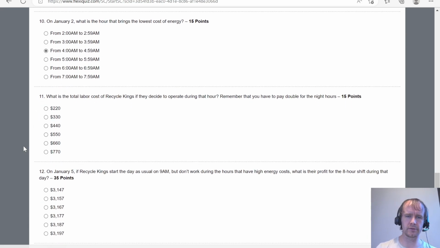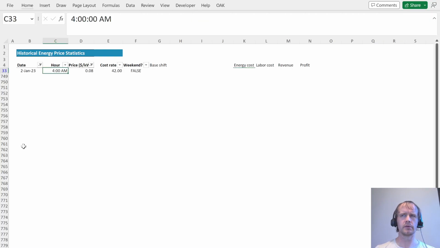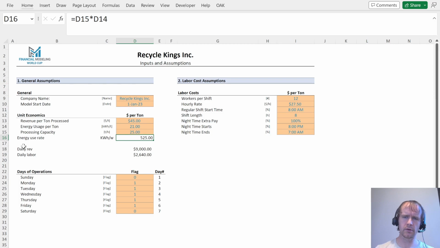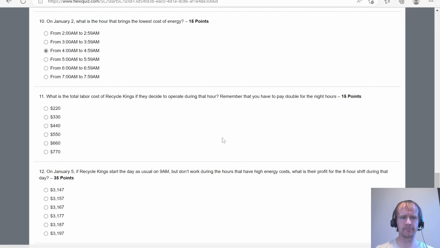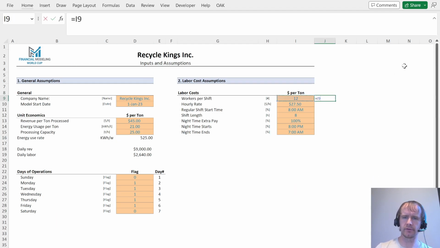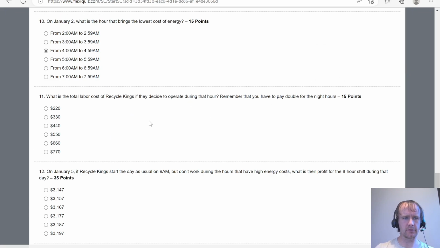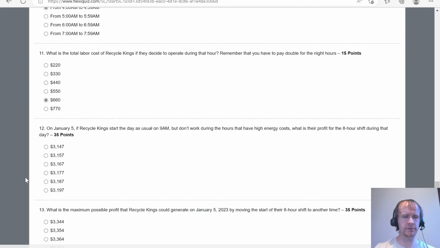Total labor cost of Recycle Kings if they operate during that hour. Total labor cost of the hour or of the shift? Oh, I don't love that. Well, I guess I'll be able to tell. So it should be 12 times that times 2. Which is 660. Okay, good. So it's just of the hour.